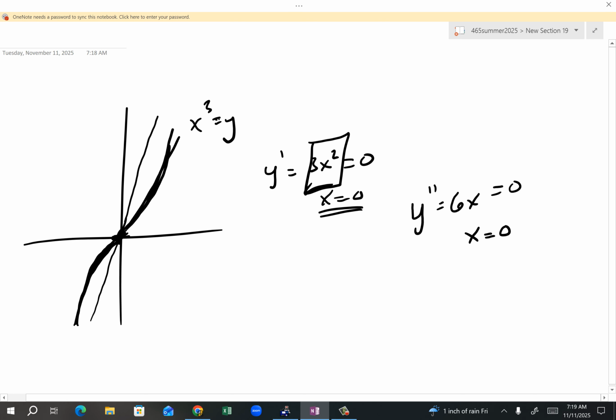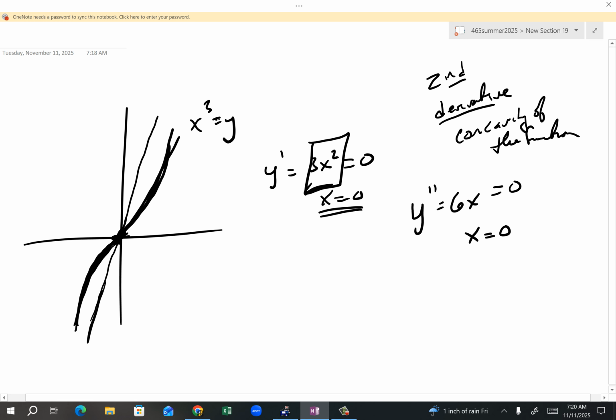So clearly there's 0 here at 0. That obviously means something. And then it was negative over here and positive up here. What this second derivative means, and it's always true, second derivative is always talking about the concavity of the function.